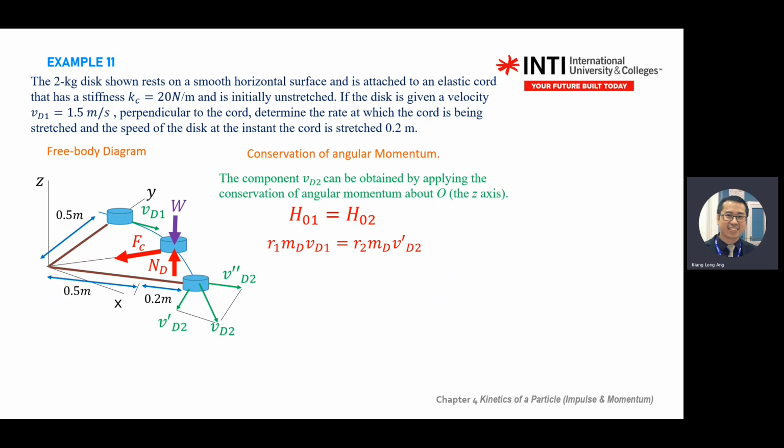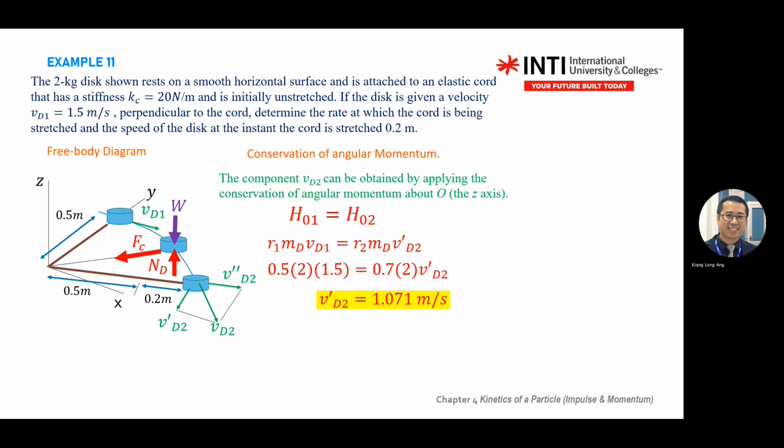Okay, recall what is the definition of angular momentum? R cross mv. So you put in all the values. R1 you know, m you know, v you know, position 1 you know. You only have one missing parameter. Here you're able to find velocity number 2.